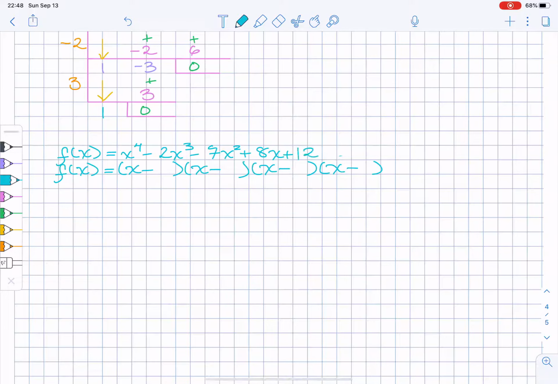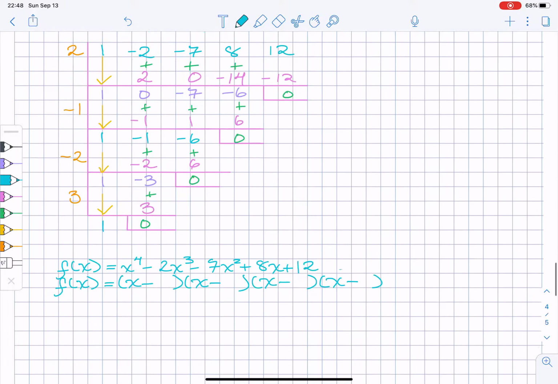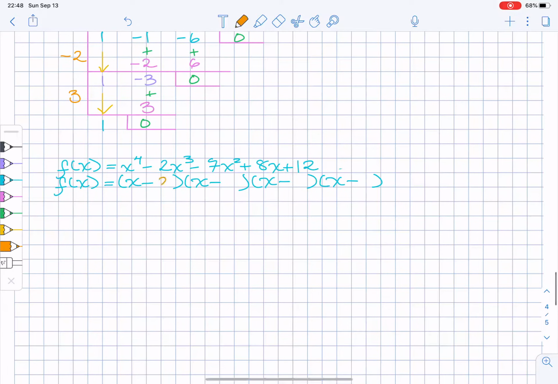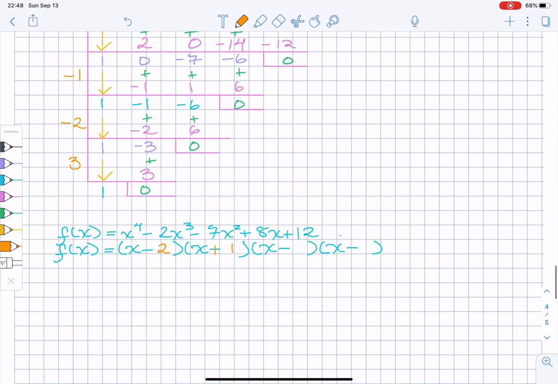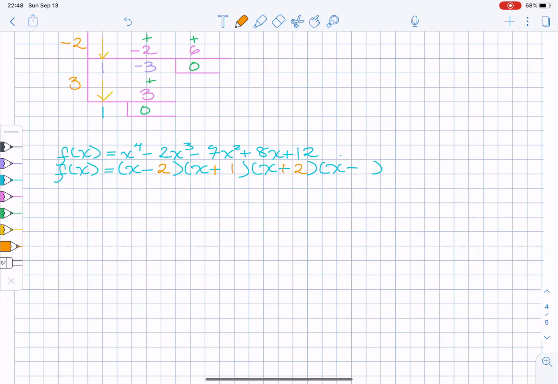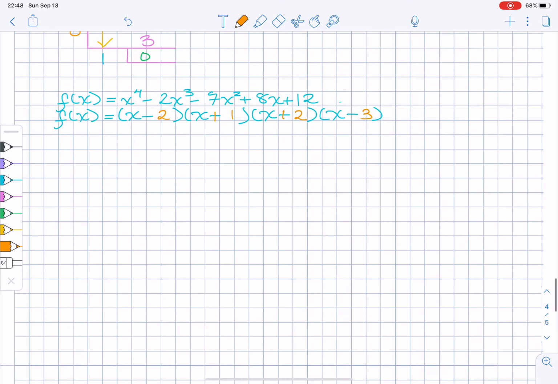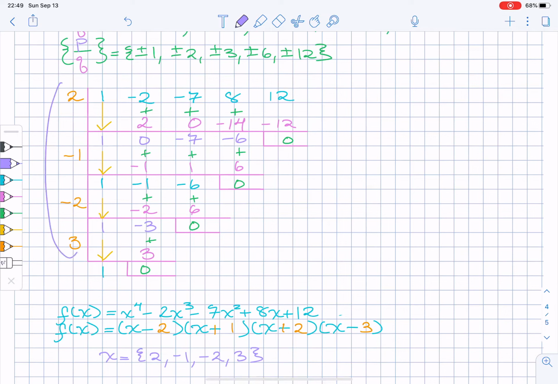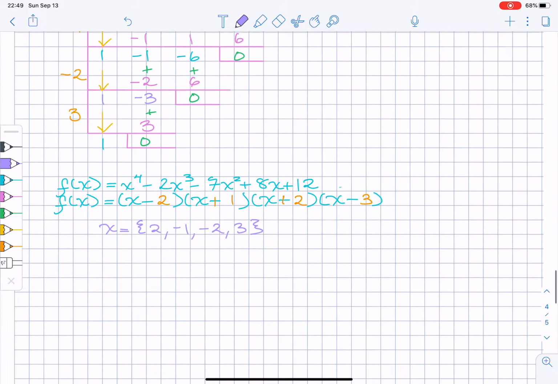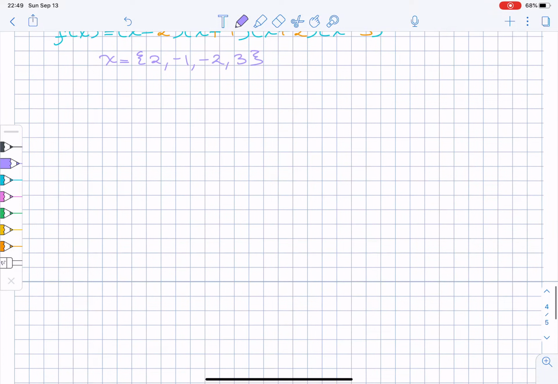Okay, so I claim that this can be factored now as x minus the first guy, 2, times x minus a negative 1, so that's plus 1, times x minus a negative 2, so that's plus 2, times x minus 3, and there we are. So the roots will be x equals 2 in the first case, negative 1 in the second case, negative 2 in the third case, and 3 in the fourth case, namely just these guys here. Those are our rational roots. Remember, all whole numbers are over 1.